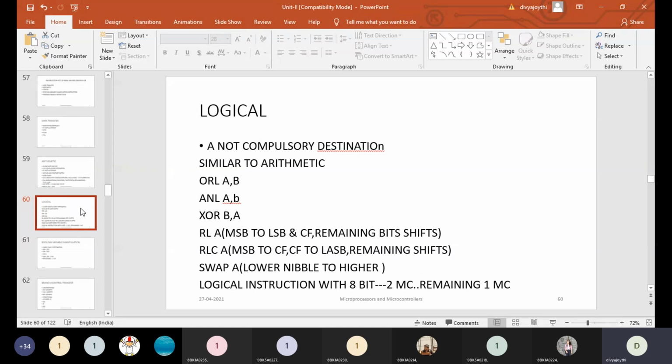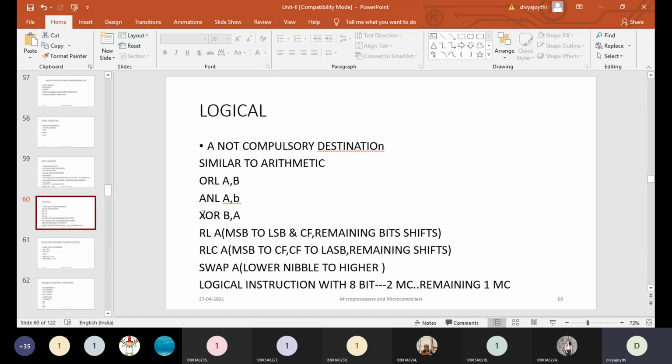And as you all know, what are the logical operations? Logical ANDing, logical ORing, logical XORing, logical XNORing. These are all the logical operations. Okay. And here ORL means, here L stands for logical OR. So it has to perform the OR operation between A and B, and the result will be stored in A only. So whatever the register that we represent immediately after the mnemonic, in that register the result will be stored by default.